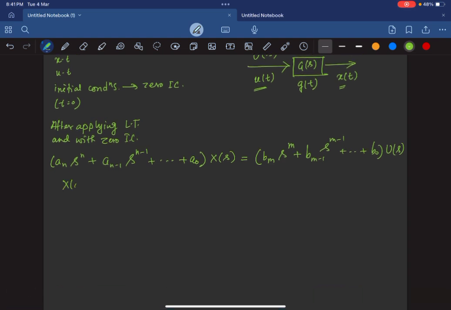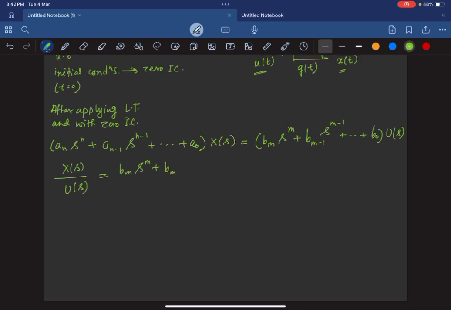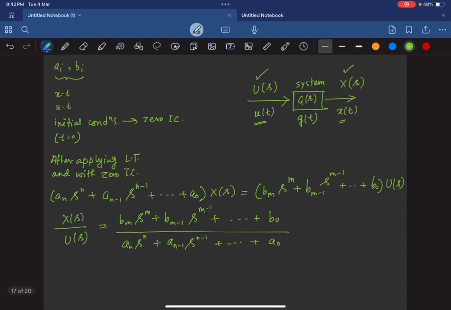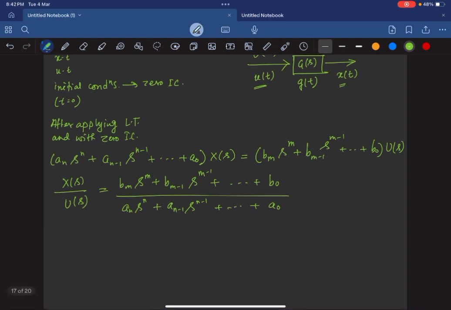Okay, now see what you have: X(s) by U(s) is nothing but (b_m s^m plus b_{m-1} s^{m-1} plus up to b_0) divided by (a_n s^n plus a_{n-1} s^{n-1} and so on up to a_0). This ratio, that is X(s) divided by U(s), we call G(s).